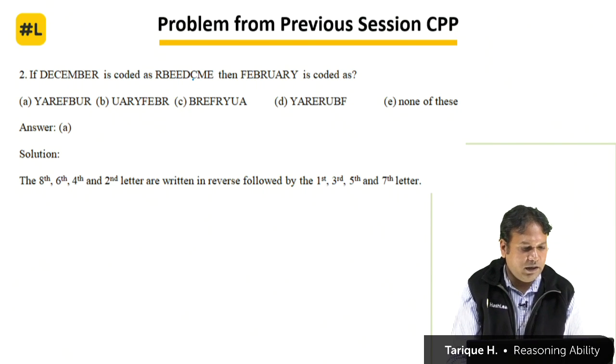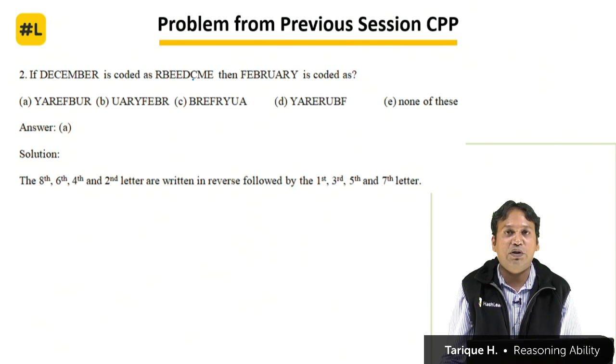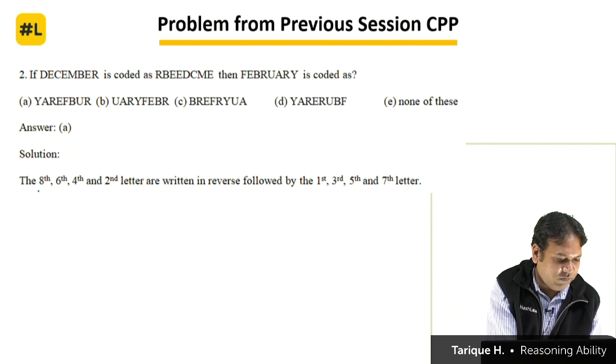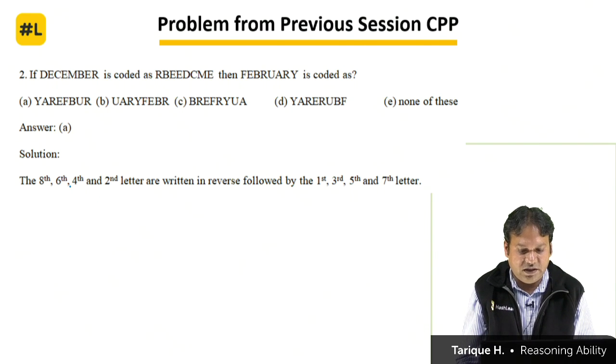And February is coded as what, right? Now you can look at the solution also, that the solution is that 8th, 6th, 4th and 2nd letter are written in reverse order, followed by the 1st, 3rd, 5th and 7th letter.